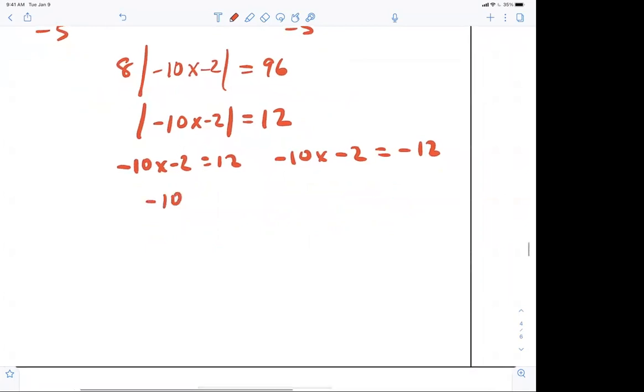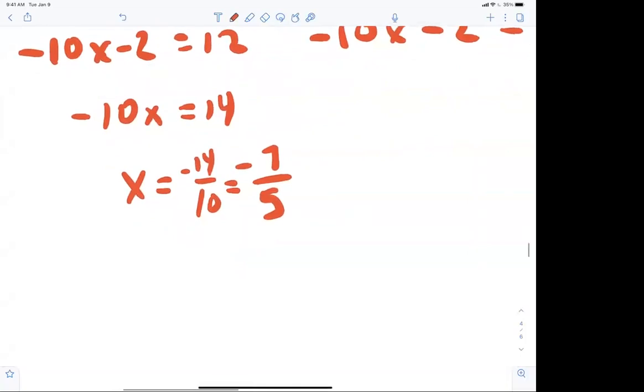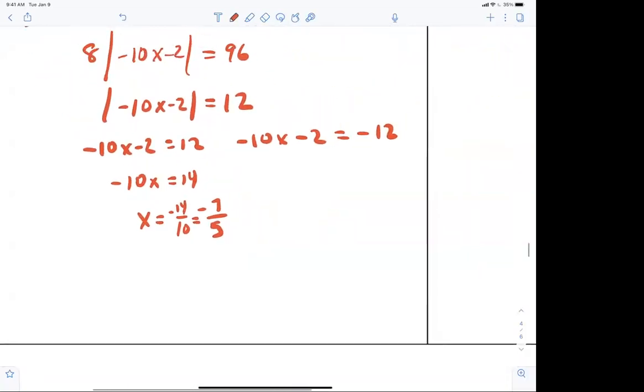Adding 2, negative 10x equals 14. X equals negative 7/5. All right, I feel bad sometimes because people are having trouble with fractions, so I'm going to write it as negative 14 over 10. Is everybody with me on that? And now we'll do the other one. We add 2, negative 10x equals negative 10. So x equals 1.